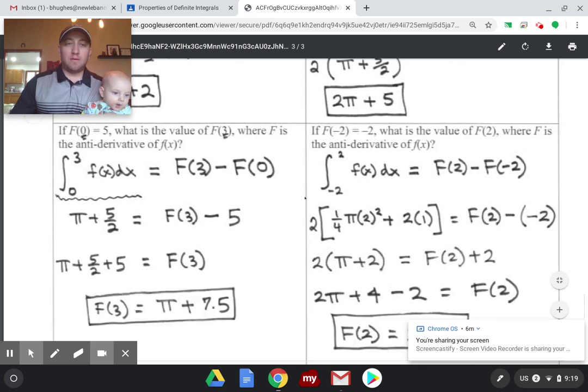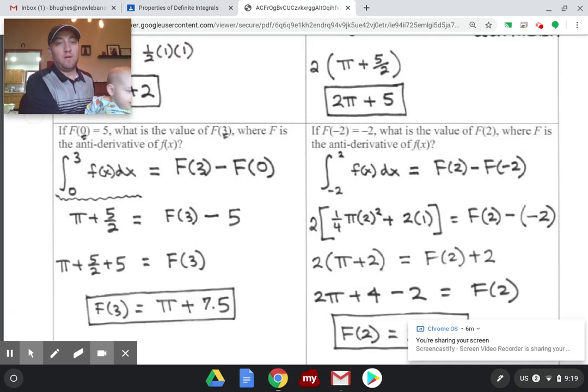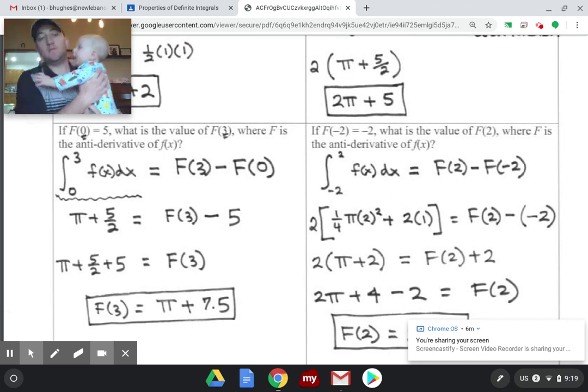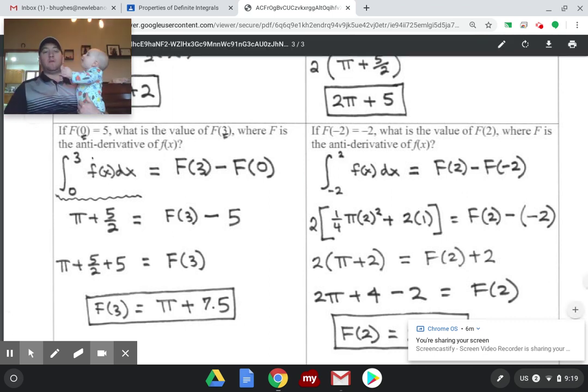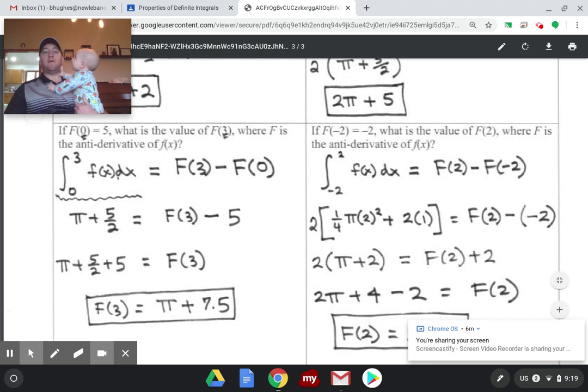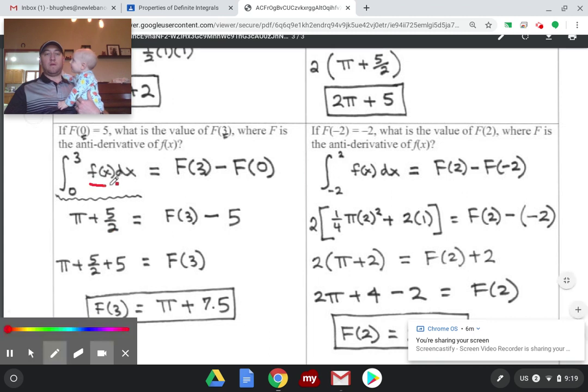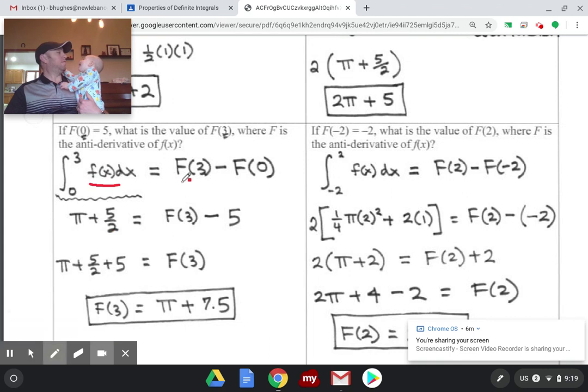We want to talk about these two real quick. So this one right here, if capital F is the antiderivative of the function that's given, what is the value of F of 3? So we know that if I take the integral from 0 to 3 of f of x, the antiderivative of f of x is capital F. So then we would have capital F of x, which would kind of look like this.